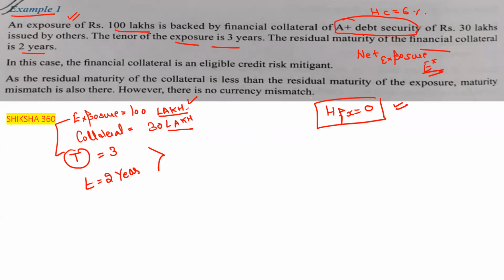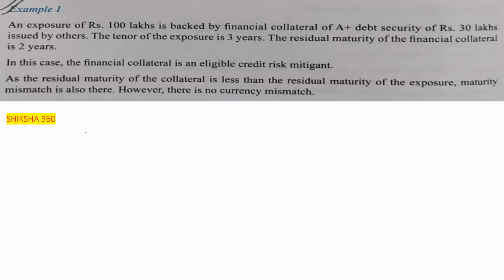So first of all, there is not any currency mismatch. HC we have been given, that is 6%. So first of all, we have to find E star. This one is our requirement. E star is equal to the maximum of either 0 or E minus C star. So our motive is to find the C star. How can we find the C star? Write the formula here. C star is equal to C into 1 minus HC minus HFX into MF.